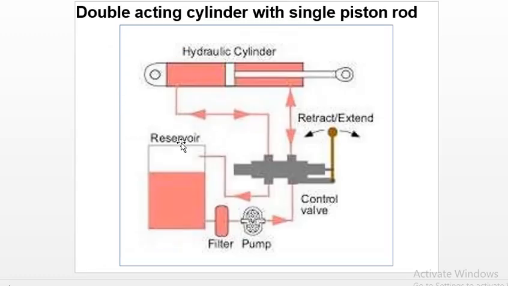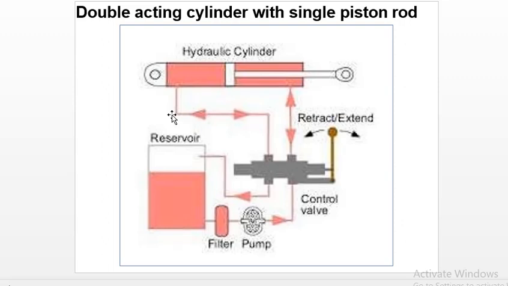Then we'll see the double acting cylinder with single piston rod. Here, as we have discussed earlier, only one single piston rod is used. Again, we can call it a differential cylinder or differential actuator. The area is not the same. Here the area is the annular area, AP. Here the area is AP minus AR.